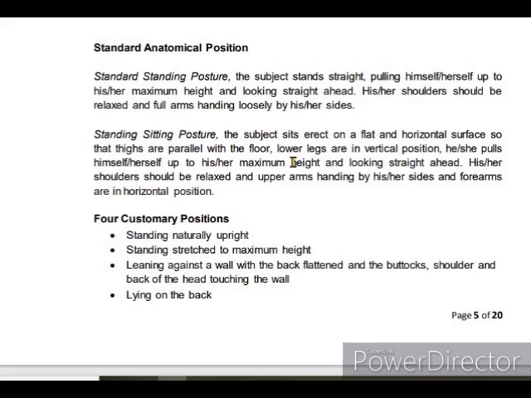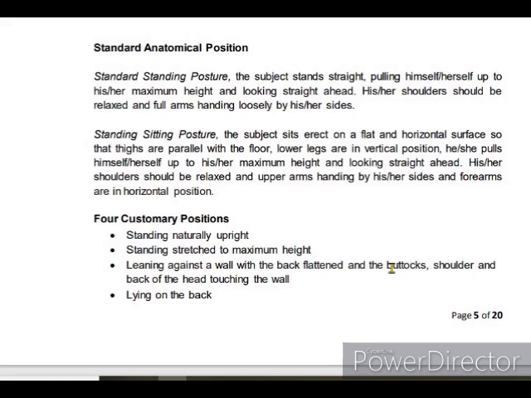So next, standing sitting posture, the subject sits erect on a flat and horizontal surface, okay? So that thighs are parallel to the floor. So the thighs are parallel, meaning in a neutral position, okay? Not twisted. Lower legs are in vertical position, neutral again. And he or she pulls herself up to her maximum height. So he can stand in his maximum height. So we should avoid low ceiling and looking straight ahead. So we should avoid obstructions, okay, in sight.